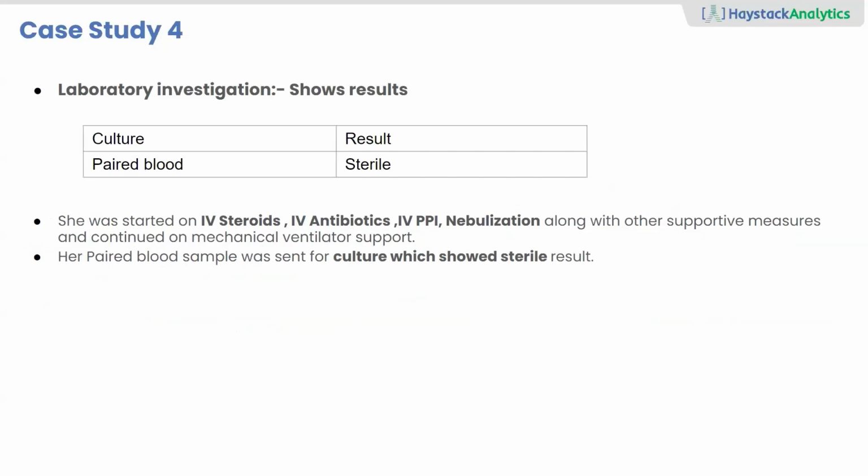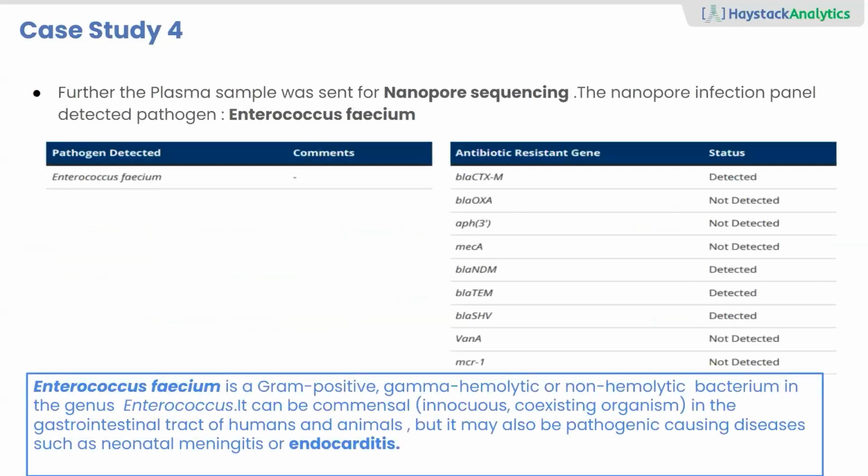Culture sterile, with IV steroids, IV antibiotics, IV PPI, and nebulizations. Culture showed sterile again, paired blood cultures sterile. Next. On nanopore sequencing, we got Enterobacter. So you can see the resistance patterns. We already know that it can cause endocarditis. So we have given treatment and the patient recovered successfully.